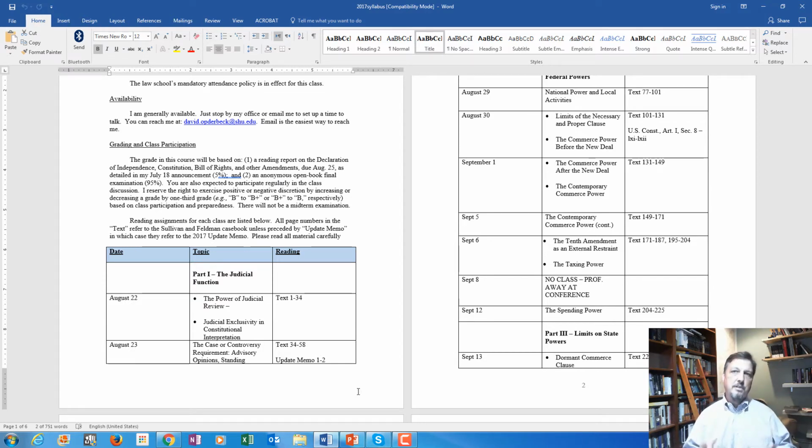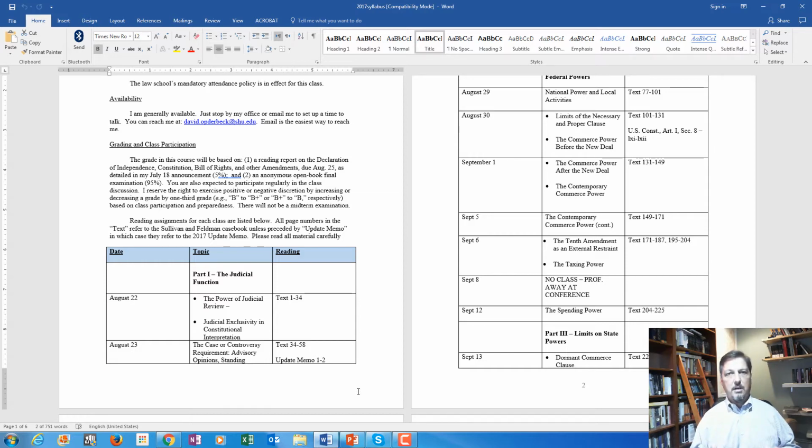So the bulk of your grade, 95% of your grade, is going to be a traditional law school kind of issue spotter sort of exam during the exam period after the semester. 5% is going to be this little reflection paper on what we call the Charters of Freedom, the Declaration of Independence, the original Constitution, the Bill of Rights, and subsequent amendments. And so check my email that I sent you about that.